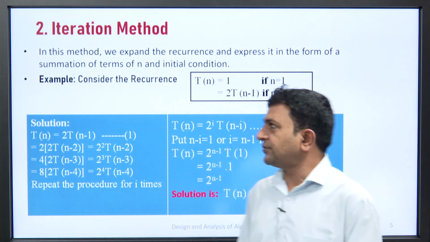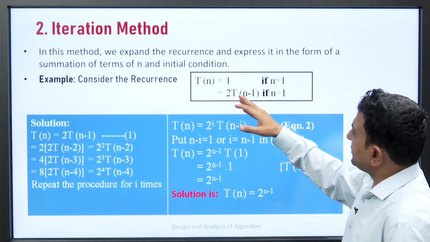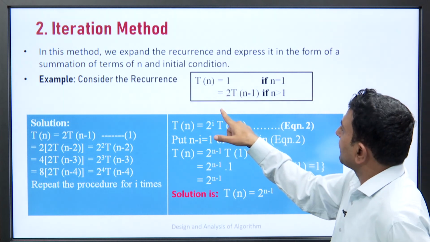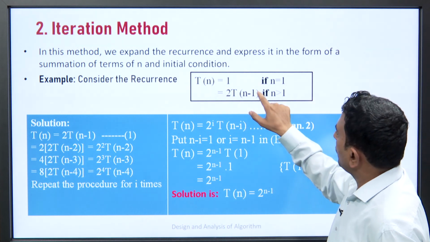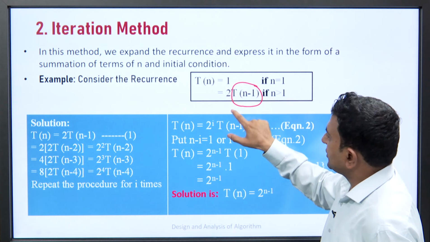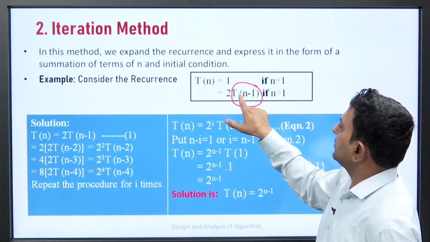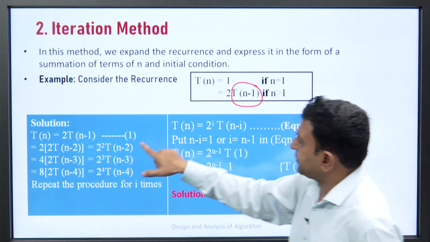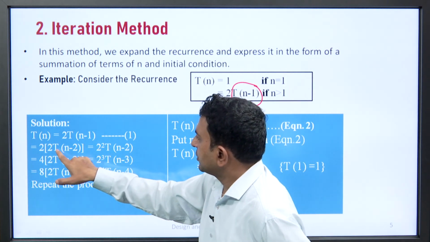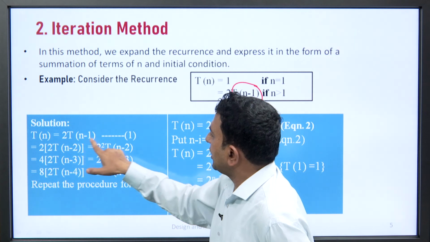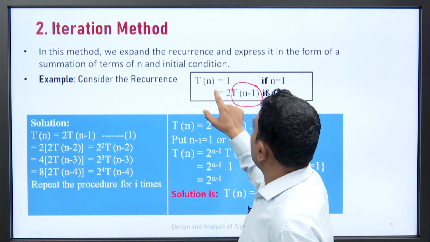Now, the second method is a very easy method, the iteration method. We expand the recurrences and express them in the form of summation. Just see here, T of n is equal to 2 T of n minus 1, it is given. Now, can we get the value of T of n minus 1? Yes, by putting n minus 1 in place of n, we can get the value of T of n minus 1. Just see here in this expression, we have taken this as equation number 1, we have put the value of T of n minus 1 over here. So, if we put n minus 1 in place of n, we get what?